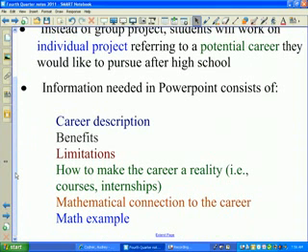Where is the math in that career? Are you dealing with a lot of geometry? Are you dealing with a lot of linear progression? Are you dealing with a lot of systems of equations? There's a lot of adding and subtracting.